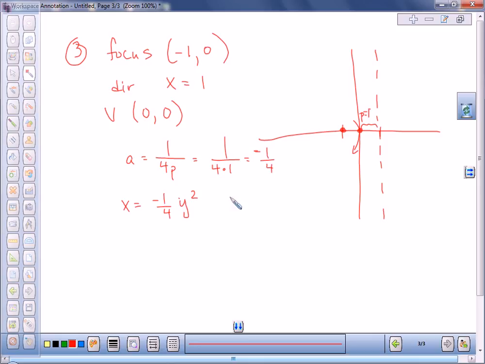And then to graph it, since P is 1, I would double that, go over 2P on each side to finish my graph here. And hopefully you can do a better job than I'm doing. And that's what your graph looks like. Okay, let's try another one like that.